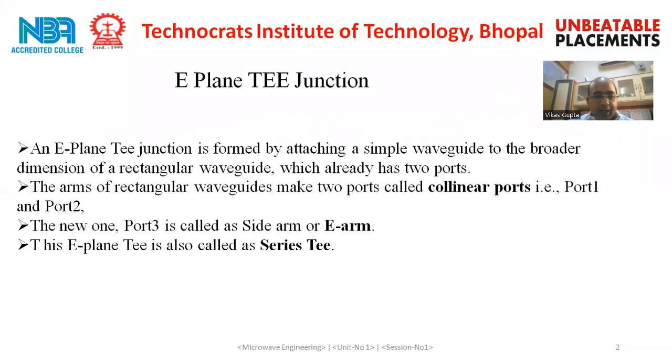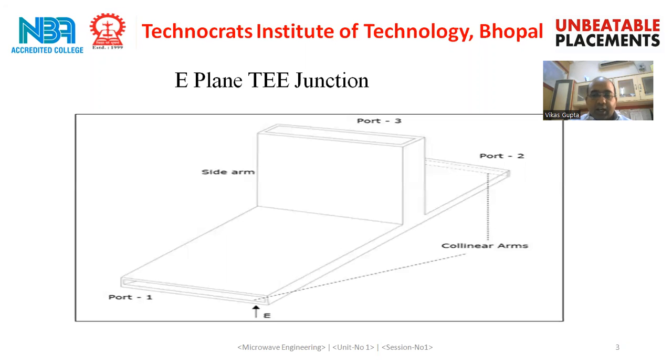See, students, we have the main waveguide, which is a rectangular waveguide. In that main rectangular waveguide, which has two ports, port 1 and port 2, we are attaching an auxiliary guide as a side arm, or E arm. The auxiliary guide is attached to the side arm of the main waveguide to form an E plane T junction. The E plane T junction is also known as the series T. This type of diagram we can have.